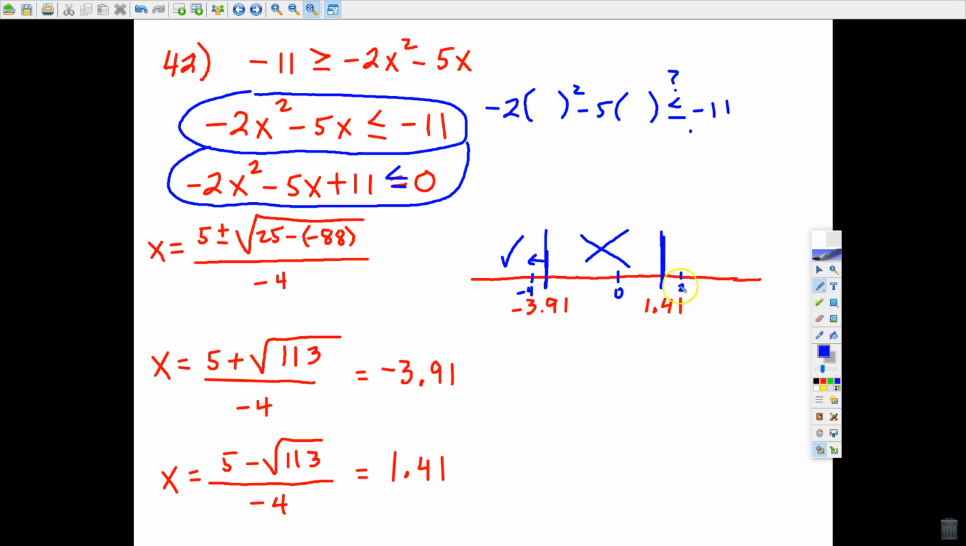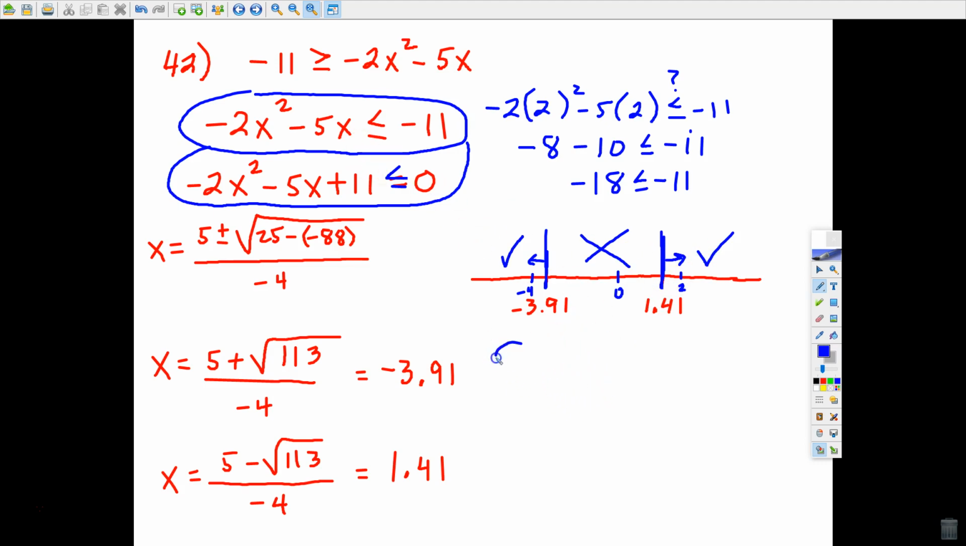Okay, and so now let's do the other section. And we're going to test 2. You can pick any number you want, but just don't get crazy. Just choose something that will be fairly easy to calculate. 2 squared is 4. 4 times negative 2 is negative 8. Negative 5 times 2 is negative 10. Do we get an expression now that is less than or equal to negative 11? Negative 18 is less than negative 11. So we've proven that all the numbers greater than 1.41 will be part of our solution.